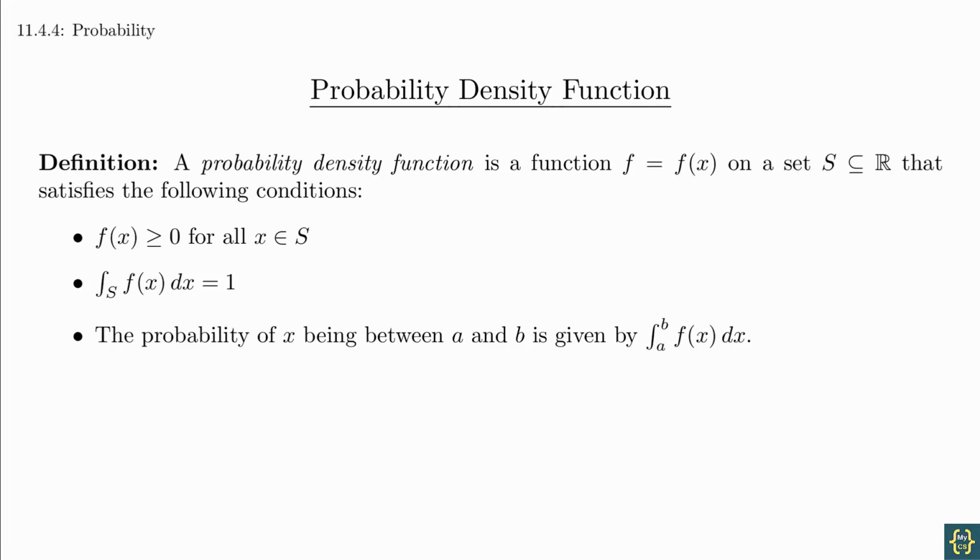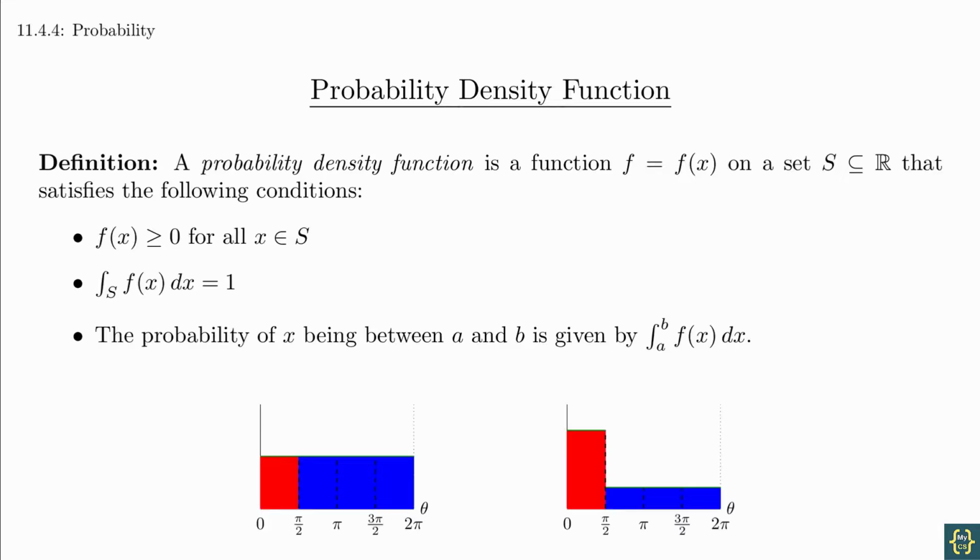The probability of x being between a and b is the integral of f of x dx from a to b. This is how we convert the probability density into a probability. This is analogous to integrating over a mass density to get mass. The probability density function is the function that gave the heights of the red and blue graphs that we had earlier. For any interval that we choose, the probability of the spinner stopping in the interval is the integral of the probability density function over that interval.